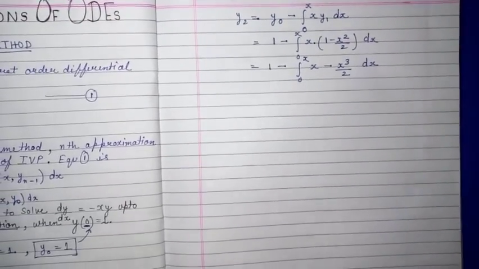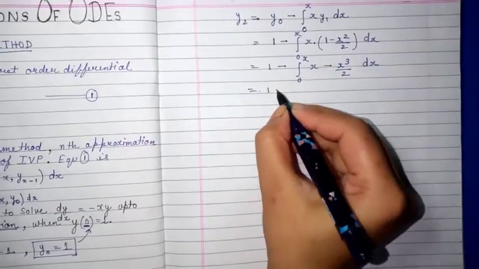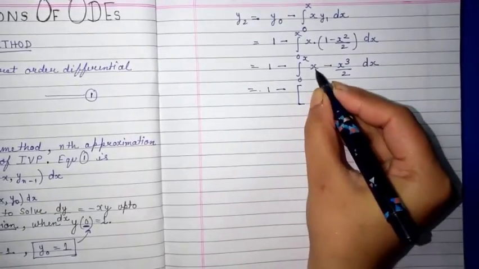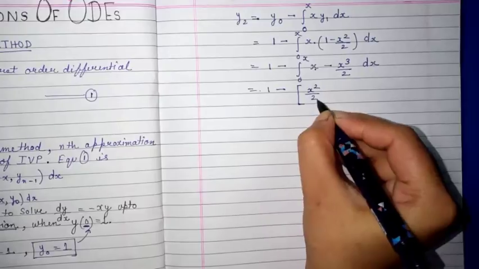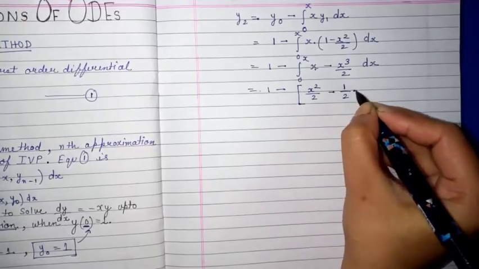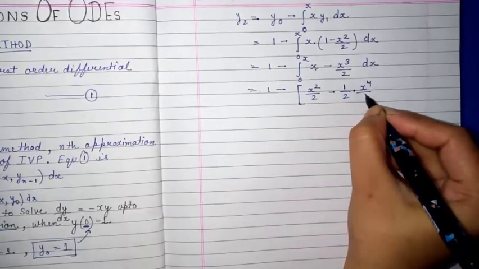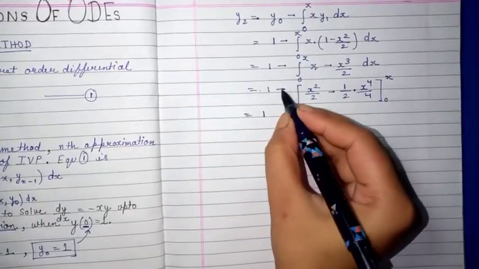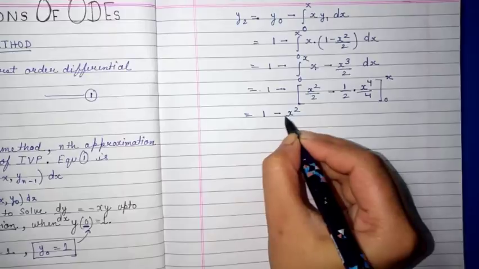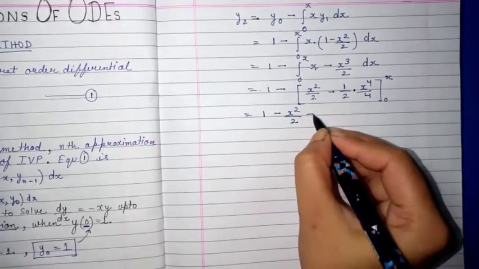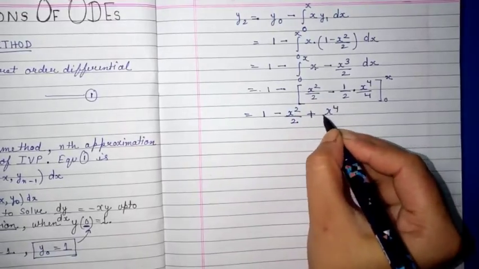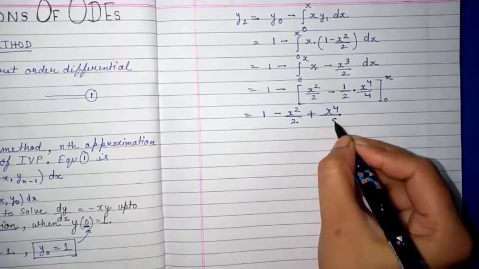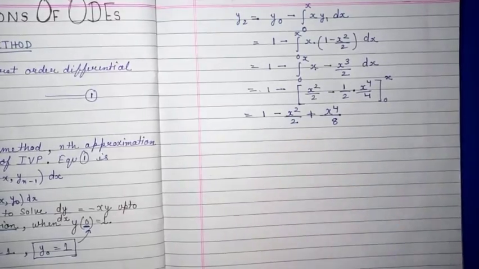Now if you find the integration of this, you will get 1 minus, the integration of x is x square by 2, minus 1 by 2 times x to the power 4 by 4, from 0 to x. So this whole value, this minus will go inside, then it becomes minus x square by 2; minus and minus become plus x to the power 4 by 8. So this is the value of y2.